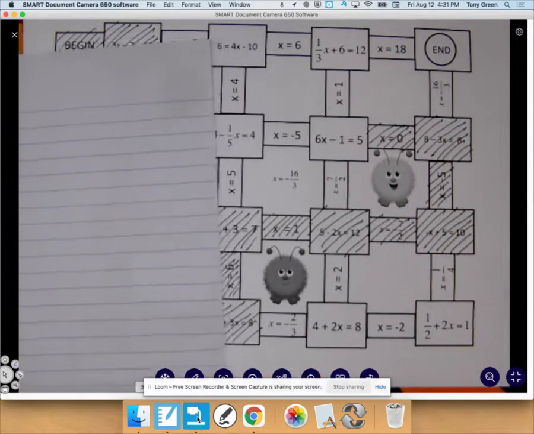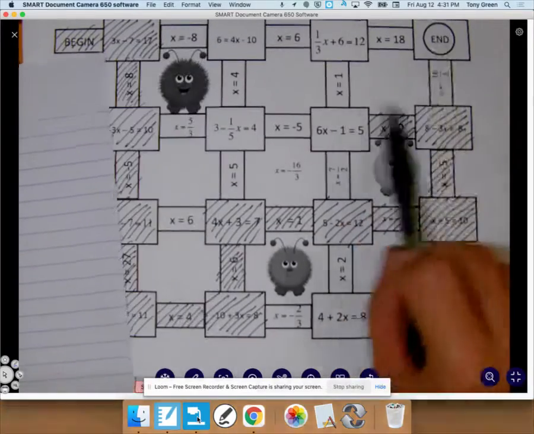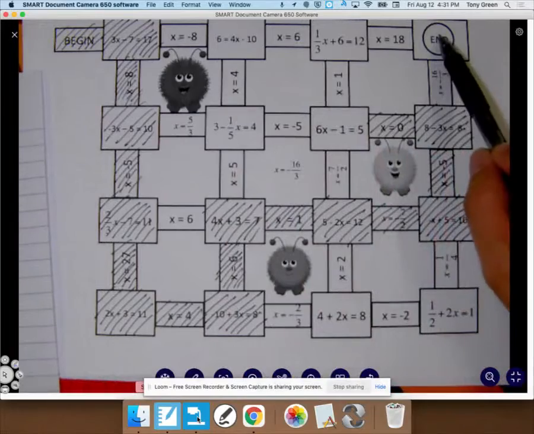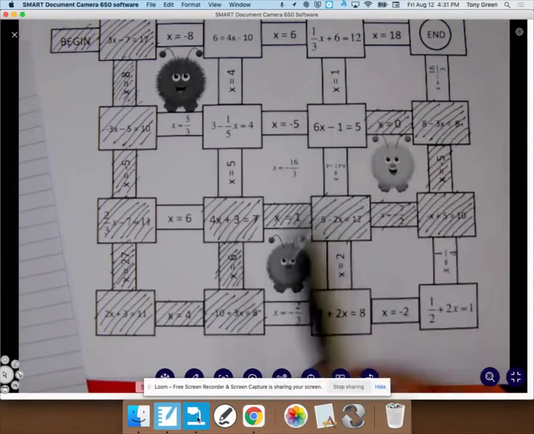All right, so maybe we just go up and over instead of all the way across. Yeah, if we go all the way across, we've only skipped 2 problems. I'm betting we go up and over.